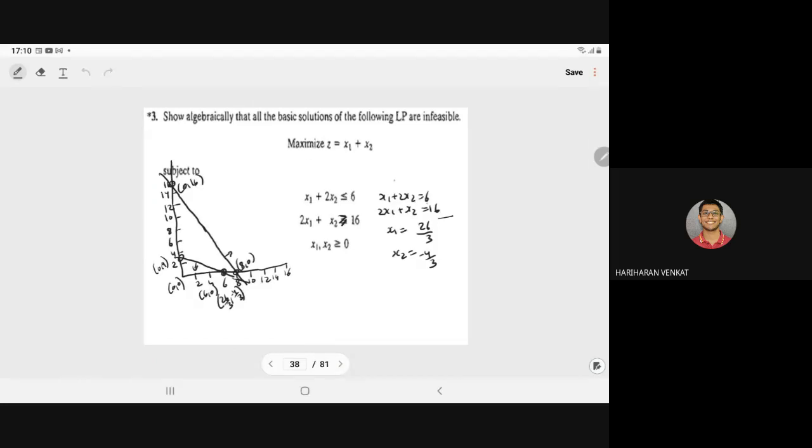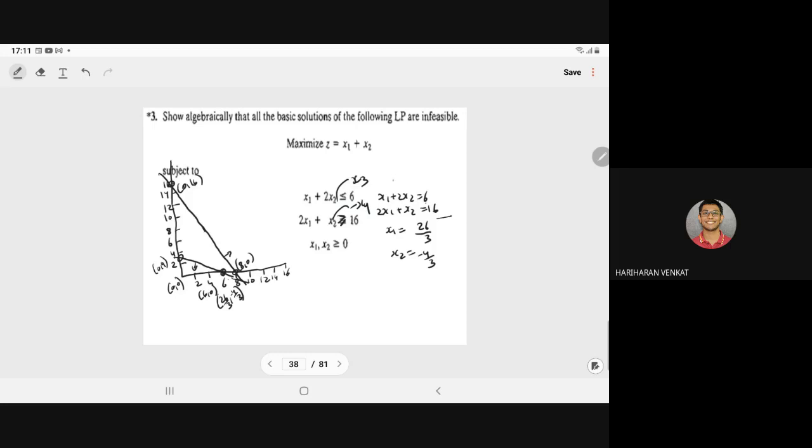Let us have this question. Show graphically that all the basic solutions of the following LP are infeasible. Maximize z is equal to x1 plus x2 subject to x1 plus 2x2 less than or equal to 6, 2x1 plus x2 greater than or equal to 6. Here we add the slack variable x3 and here we subtract the surplus variable x4. So this is the graphical solution.